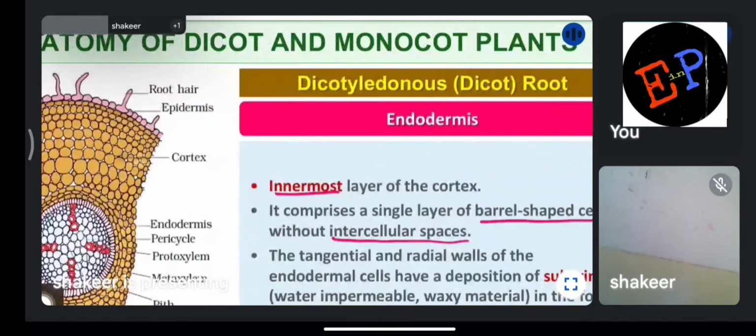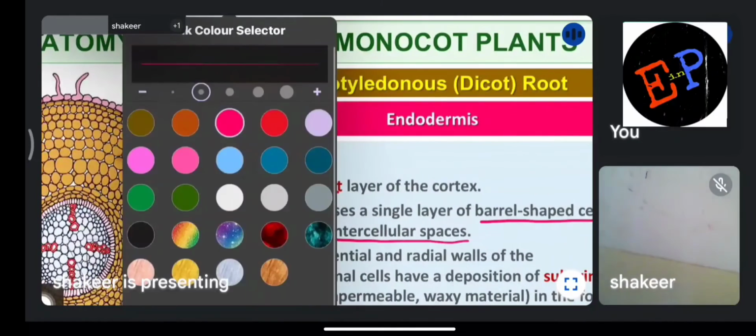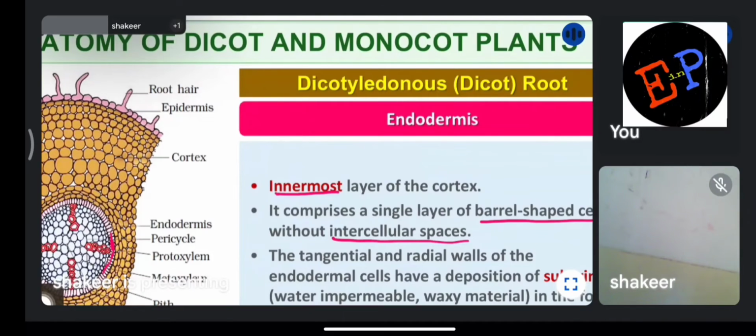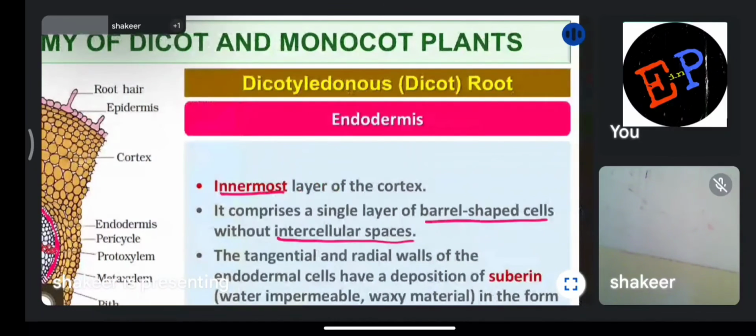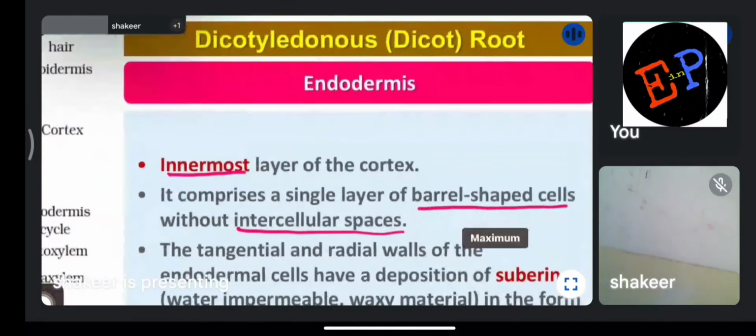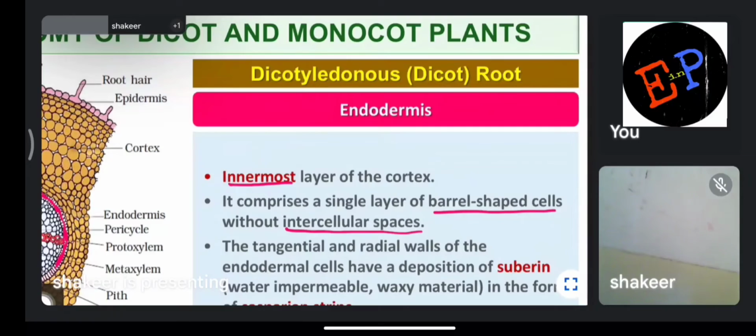So which is meant by endodermis here? This structure which you are seeing here, no, ma? This total layer we can call as endodermis. Are you able to understand, ma? And this total endodermis is made up of which kind of cells, ma? Barrel shaped cells. You should have seen barrels, no? In which wine will be filled or rum will be filled. So these cells have the shape of barrels, barrel shaped cells, and without intercellular spaces. They don't have any kind of spaces between them.